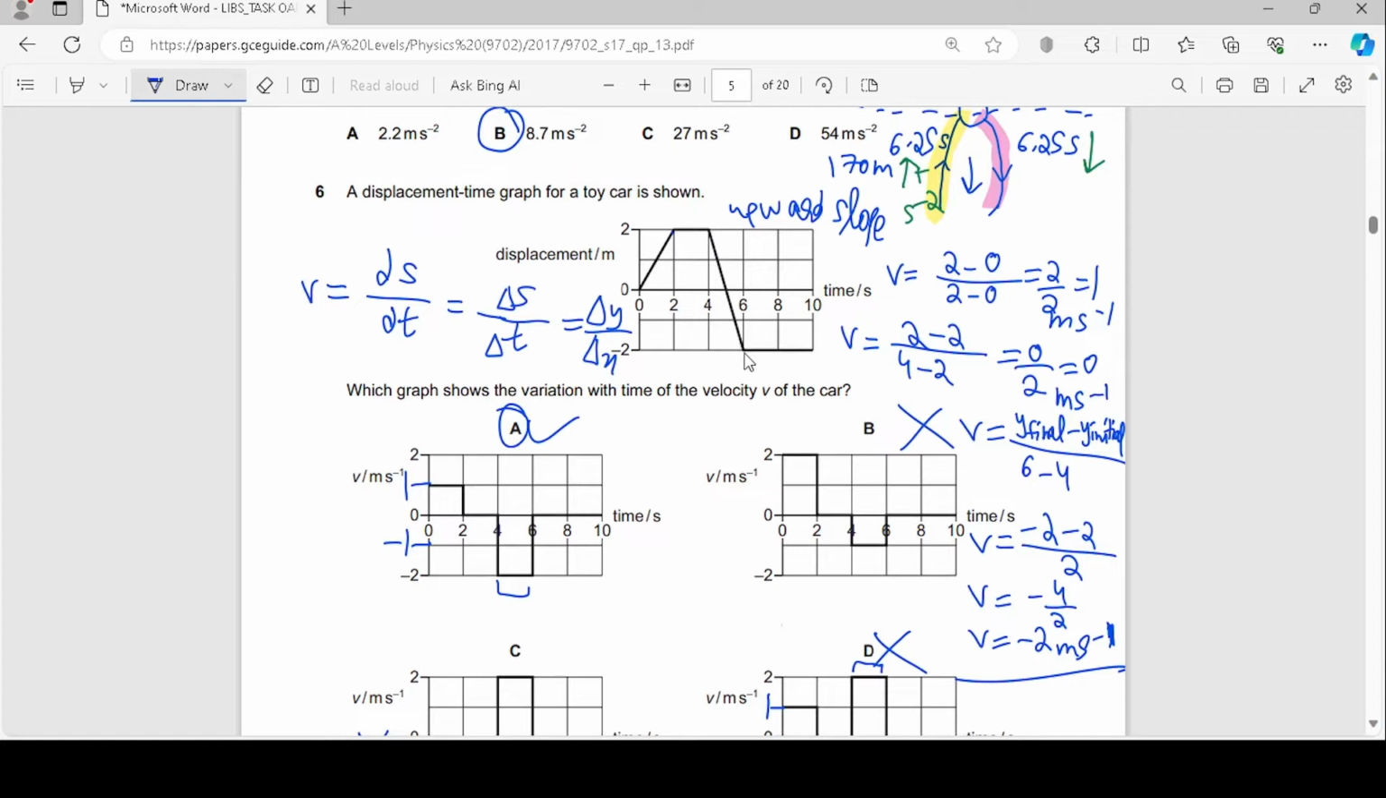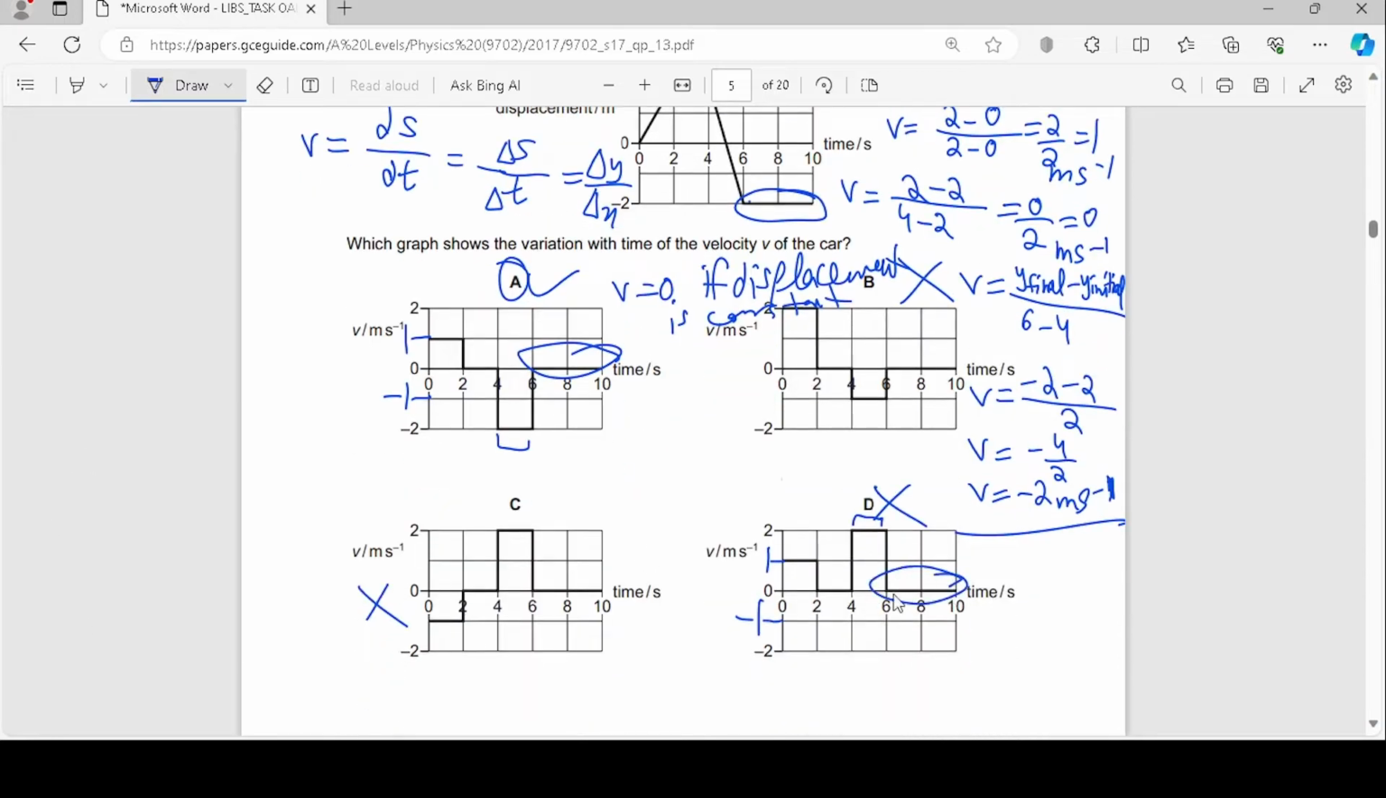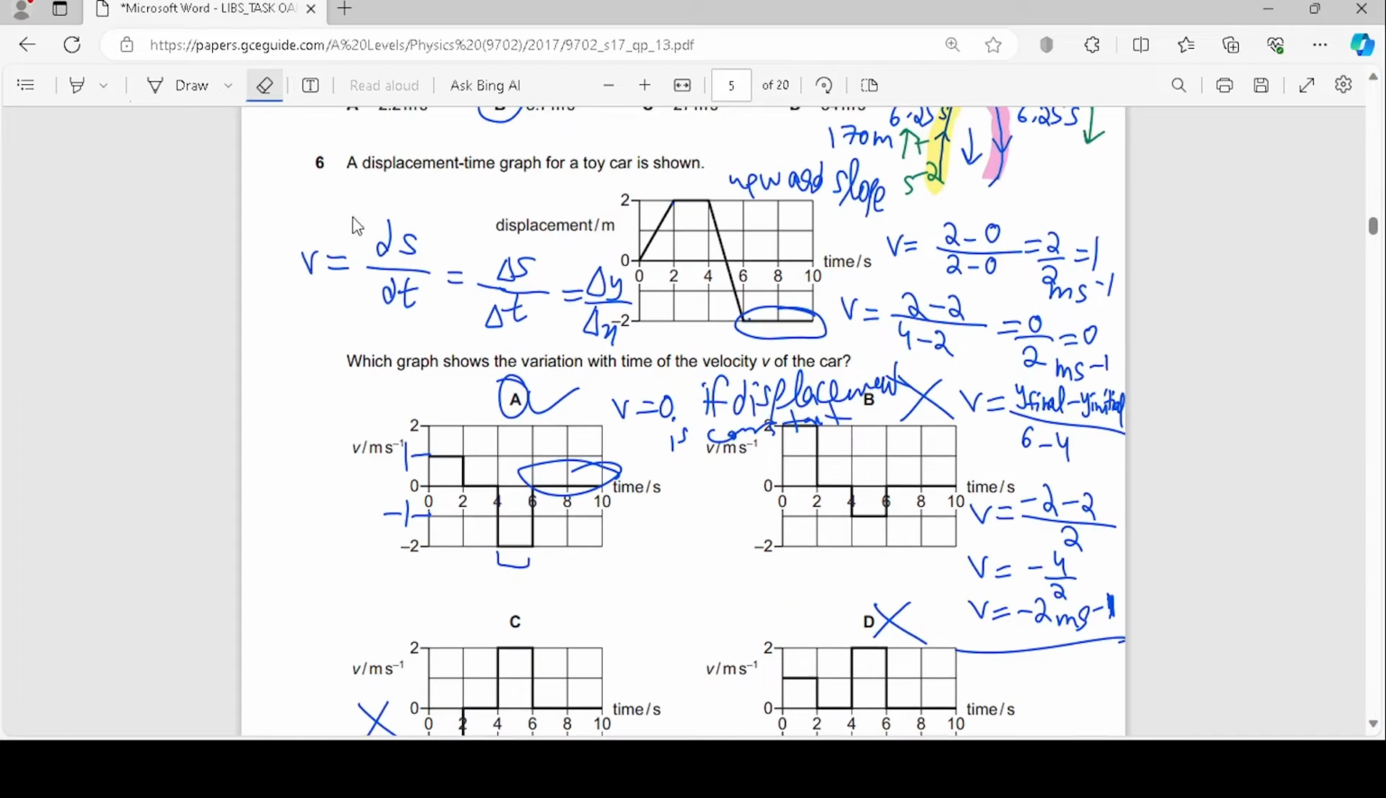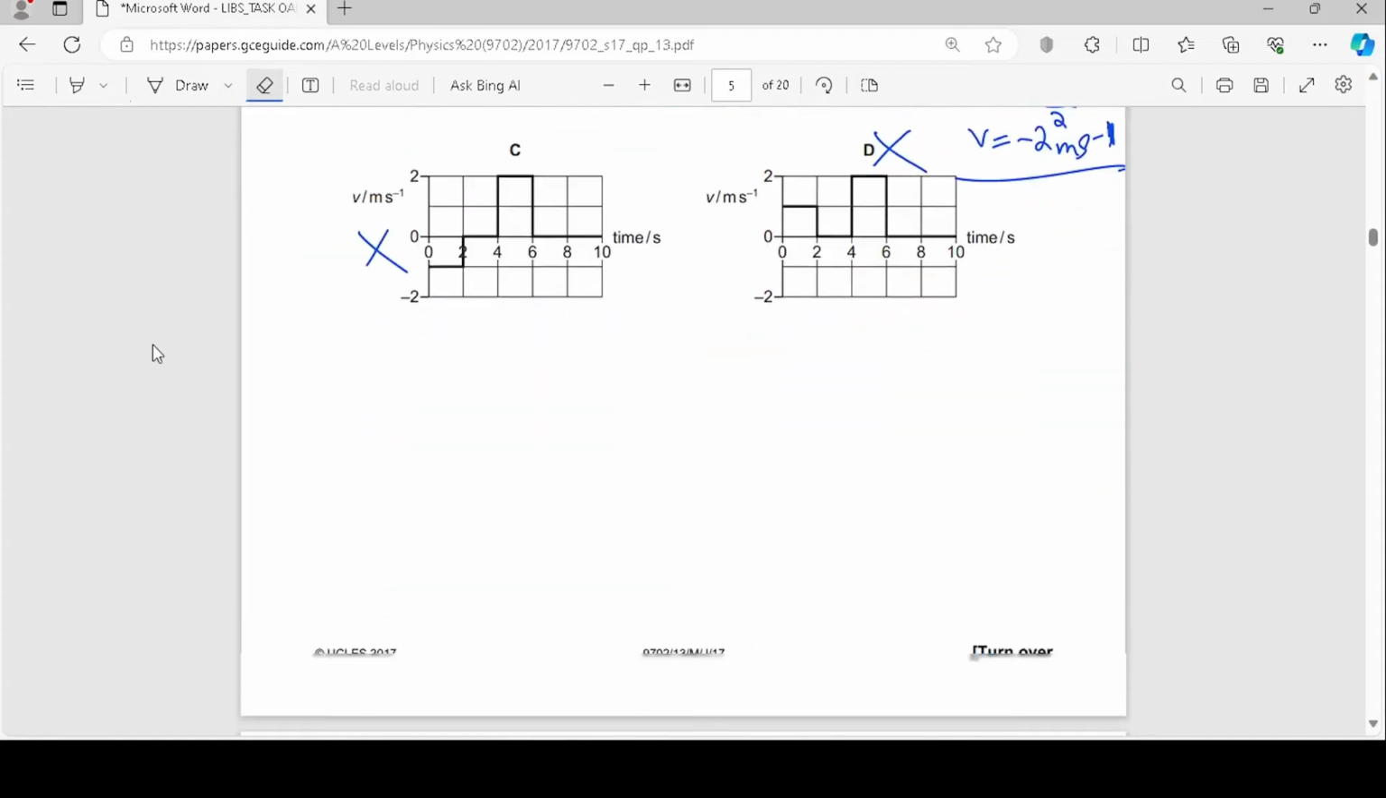And now if you look at 6 to 10, again we have a constant velocity because the displacement is minus 2, which is constant. So the velocity is going to be 0 because the gradient here is 0. Velocity equals 0 if displacement is constant. This is shown in this graph correctly, as well as in D, but D was wrong for the reason that the region from 4 to 6 is shown as plus 2, whereas it should be minus 2. So the answer is going to be A. And let's go to the next question now.